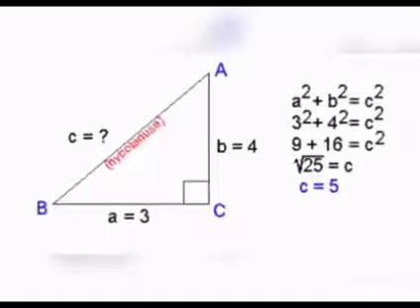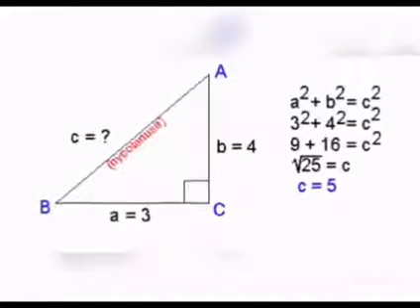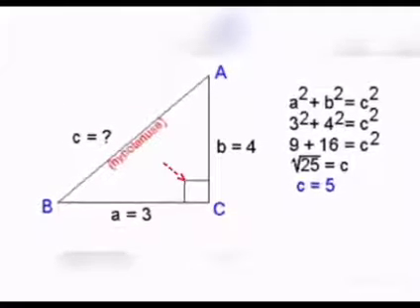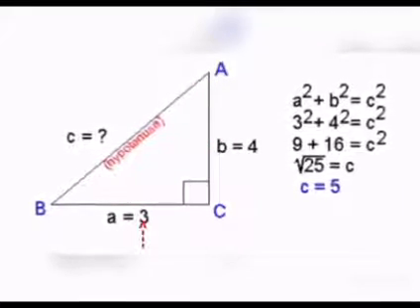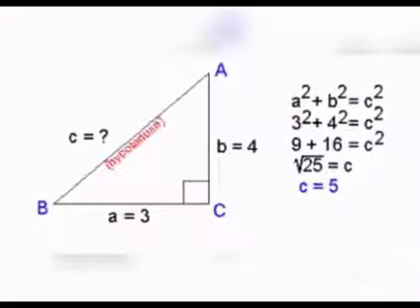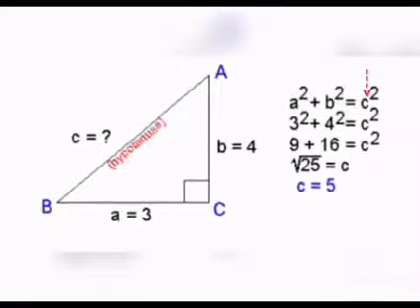Alright, students, let's apply the Pythagoras theorem to find the length of side c of the triangle. Looking at the triangle, the side c is the hypotenuse because it is opposite the angle 90 degrees, while the other two sides, a and b, are the adjacent sides. a is given as 3, b is given as 4. Now applying the Pythagoras theorem, the sum of the squares of the two adjacent sides, a squared and b squared, is equal to the hypotenuse squared, which is c squared.